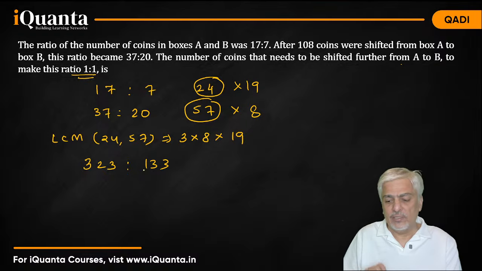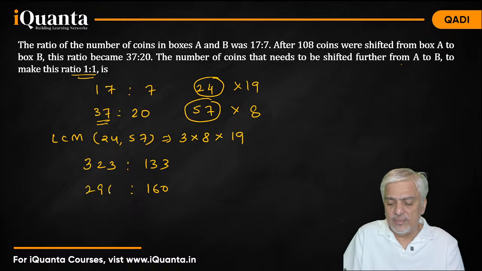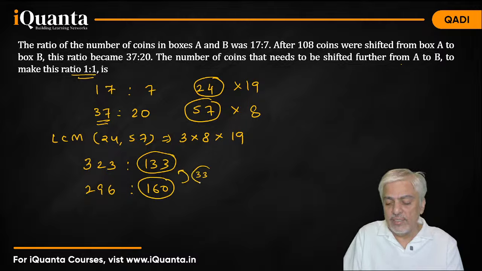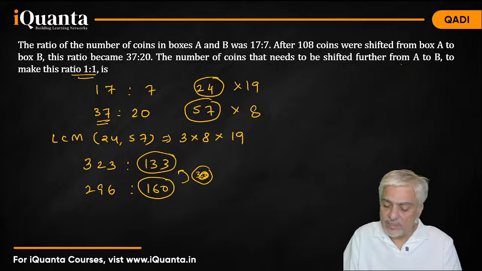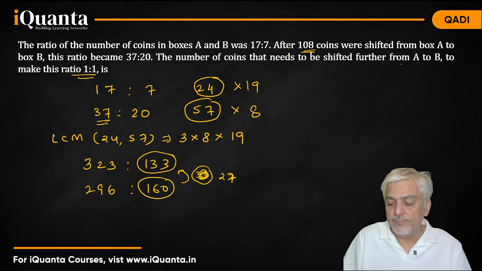Just pay attention to this method. 37 8s: 8 times 20 is 160 coins here, and 37 8s is 296 coins here. Now, we have actually shifted 108 coins in this. But what do you see here? The difference is only 33. Can you see the difference is only 33? Not even 33, 27. The difference is 27. But we want the actual difference to be 108.